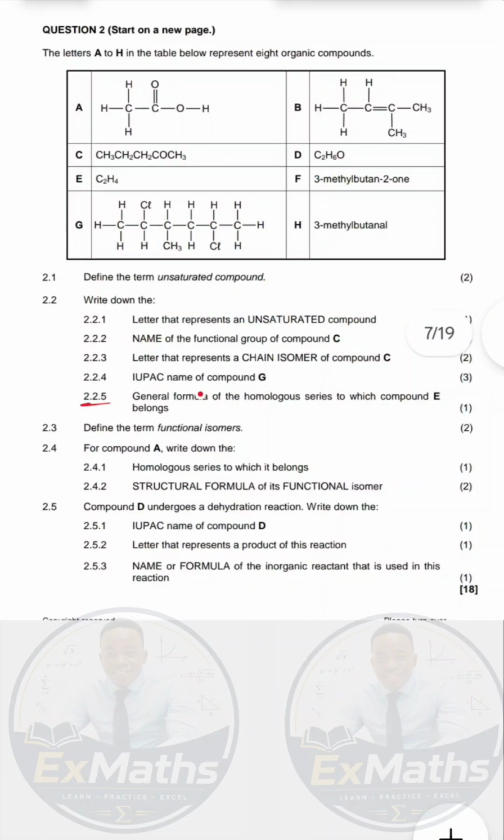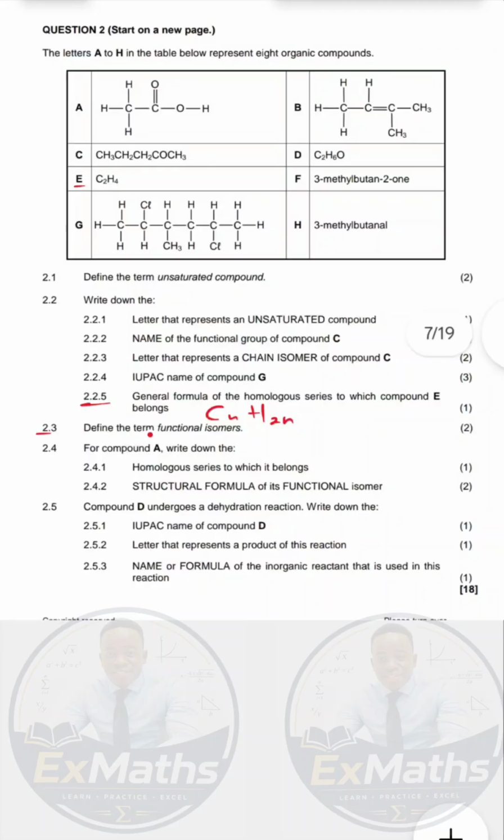2.2.5: General formula of the homologous series to which compound E belongs. Compound E, this is an alkene, they need its general formula. We even did it earlier. This is CnH2n. The number of hydrogens is twice the number of carbons.